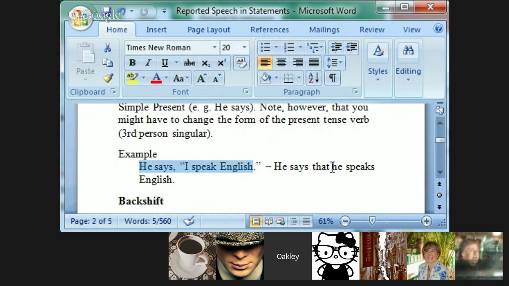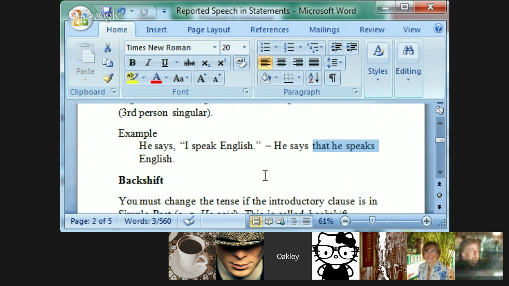Oh, okay. So what they're telling you here is that because you have to change the pronoun, you have to change from speak to speaks. Yet another change with no backshift. You have to have subject-verb agreement at all times in English, not just in reported speech, but always, with no exception anyway. So fine, I speak, he speaks. That's pretty simple.